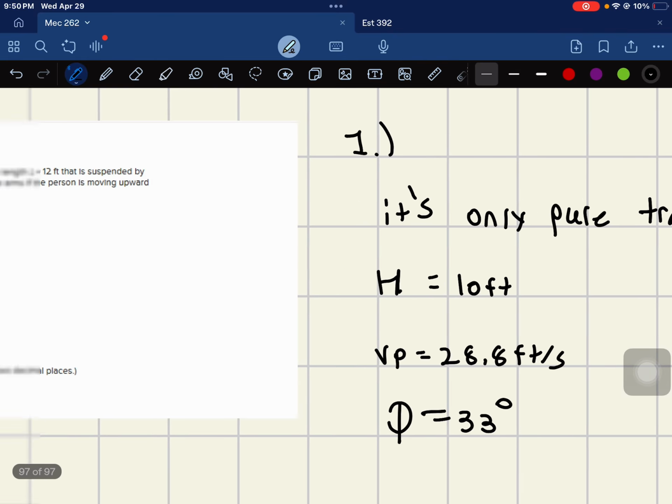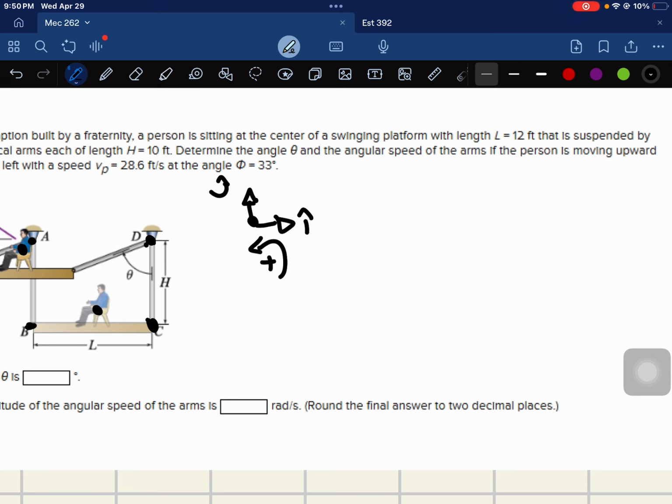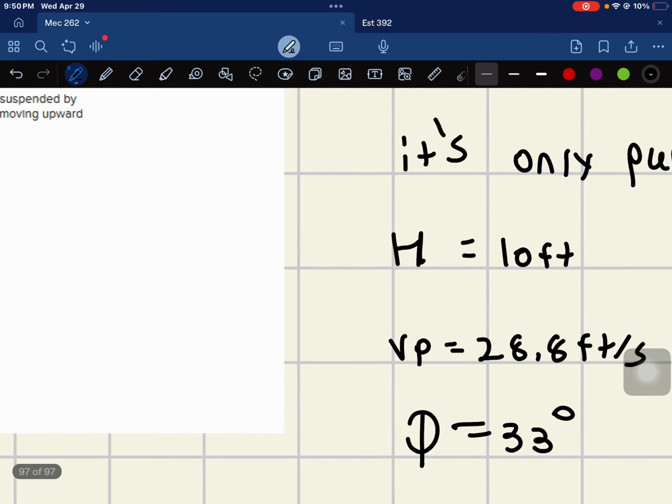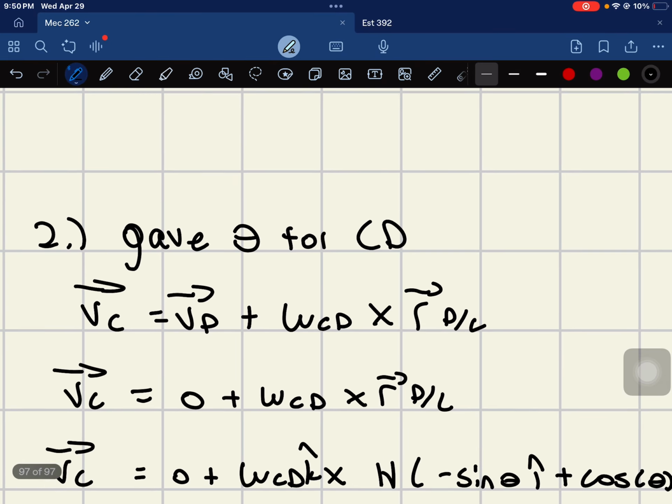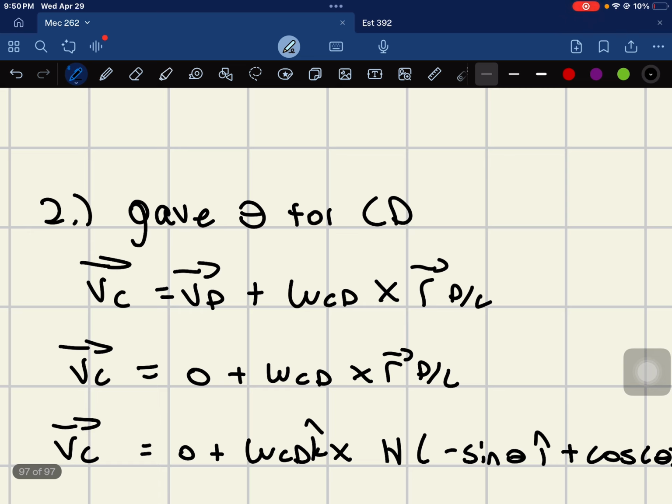After that, we want to analyze the linkage from D to C, only because if we set our reference point at D, since there's a pin, it's not really going to be moving. Therefore, it would be a lot easier if we did that. And here is our governing equation. Since we let VD be the reference point and it's a pin, we let that equal 0.